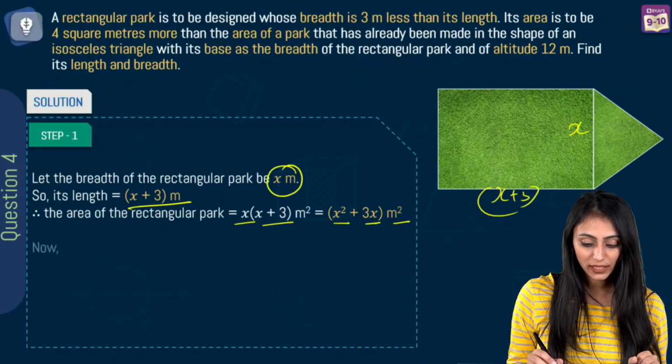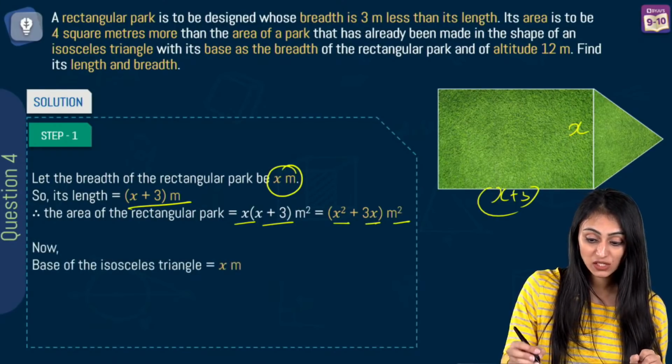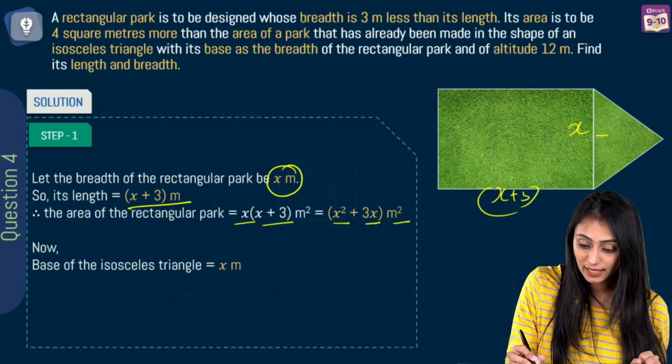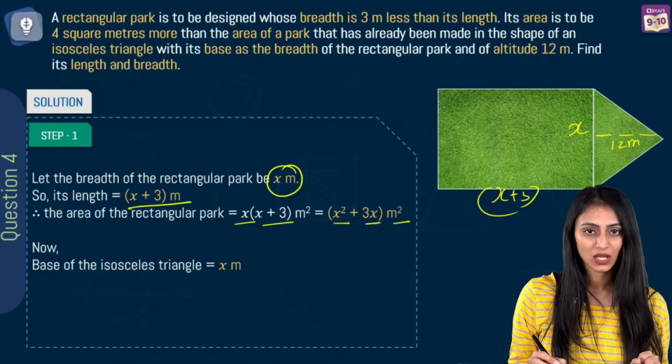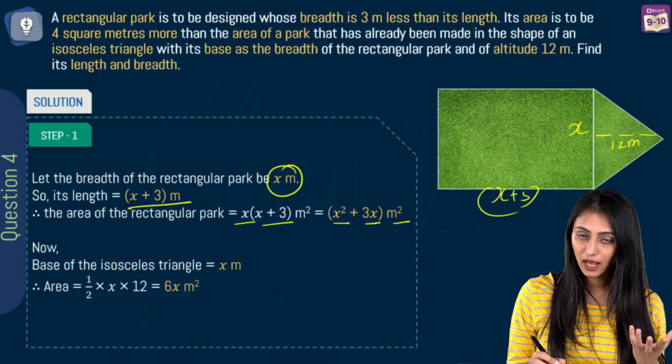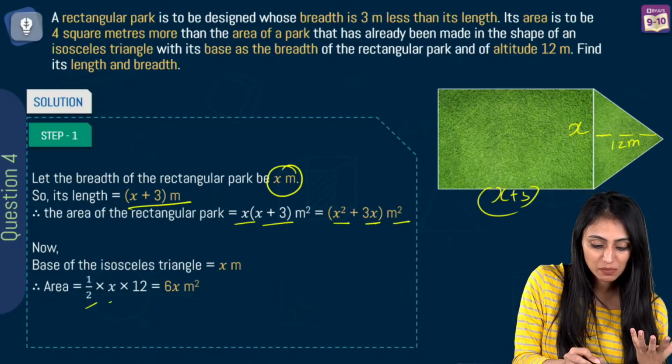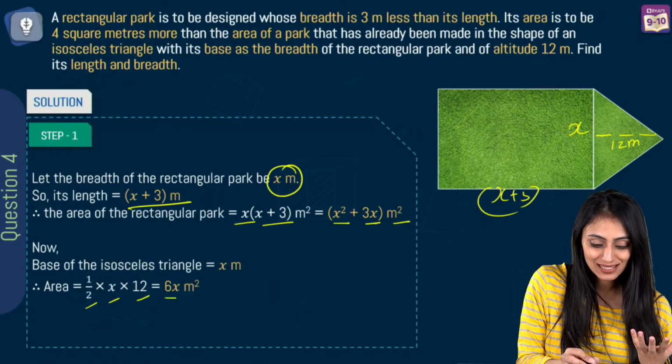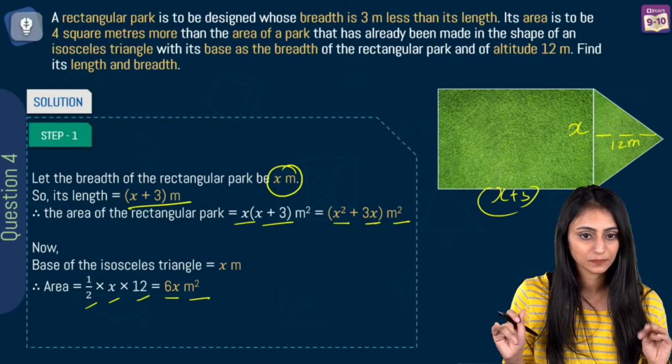All right. Now what I'll say is, when I say base of the isosceles triangle, that's x and its altitude is 12 meter. So since it has got a base, it has a height, I can find its area using the formula half times base times height. It's going to be 6x meter square, right?